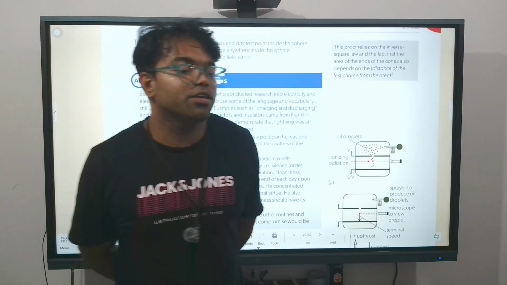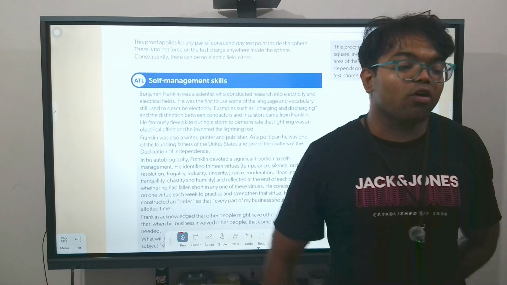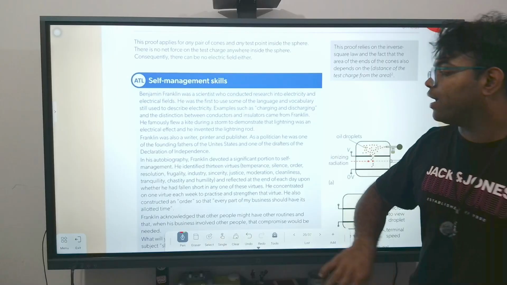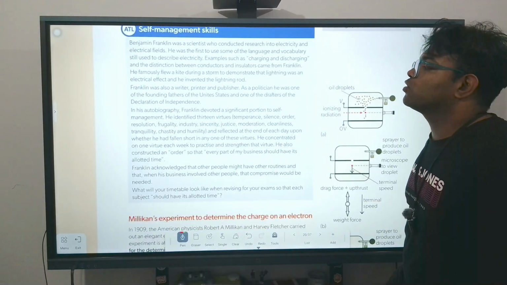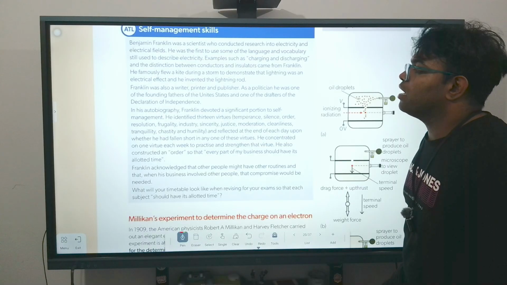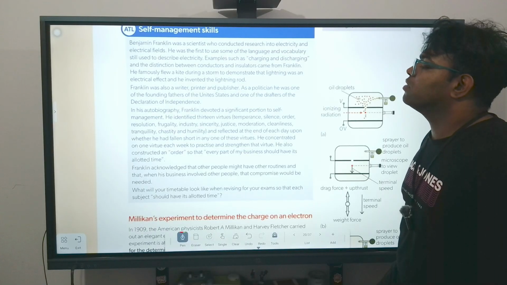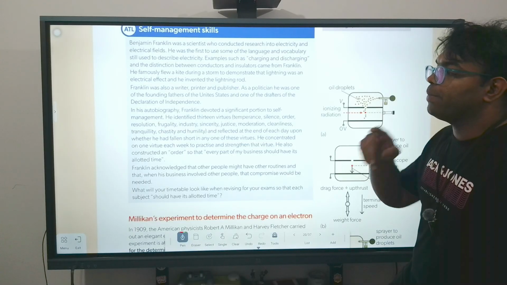That has saved a large number of people, because instead of the lightning falling on the house of people, it falls on the rod, and the rod conducts it straight to the earth. So he was the inventor of the lightning rod too. Franklin was also a writer, printer, and publisher. As a politician, he was one of the founding fathers of the United States and one of the drafters of the Declaration of Independence.